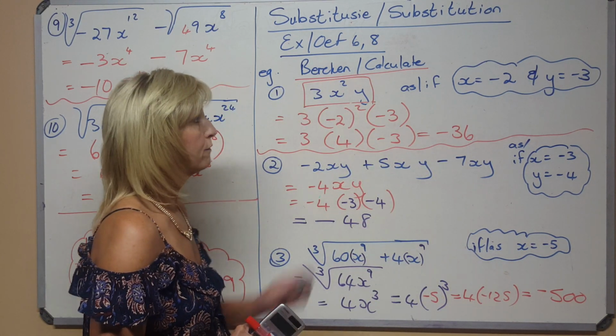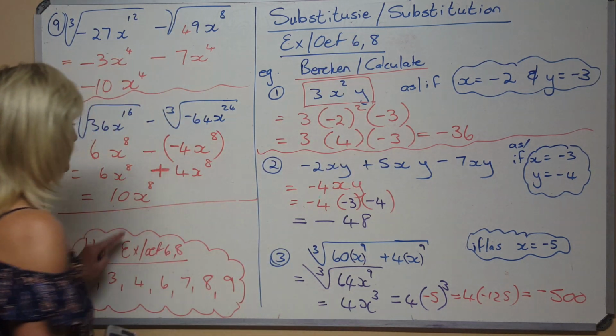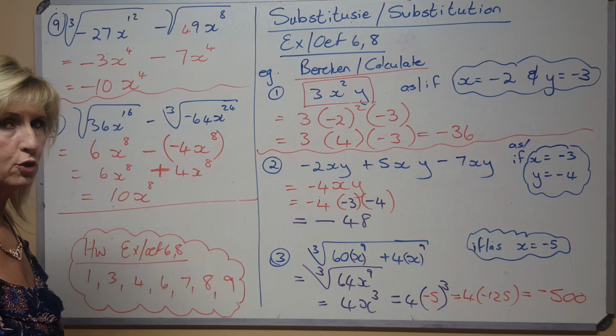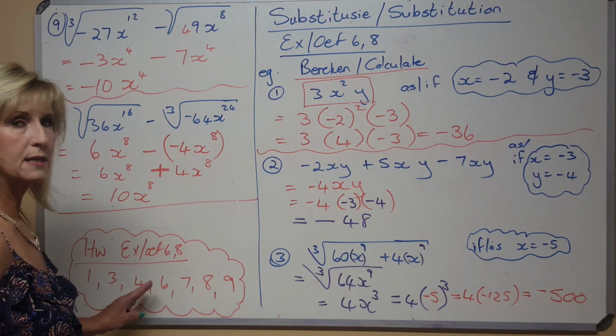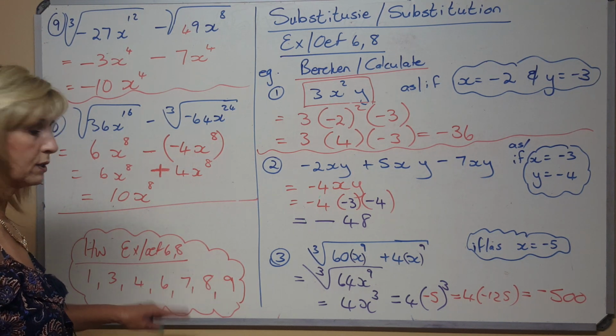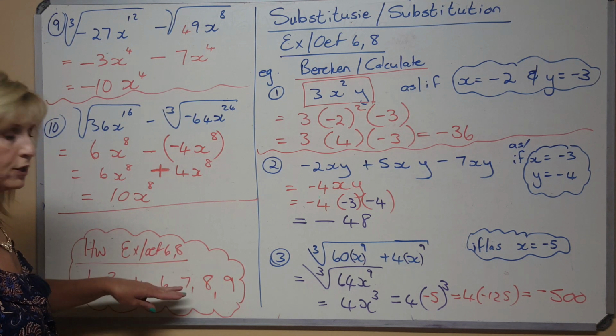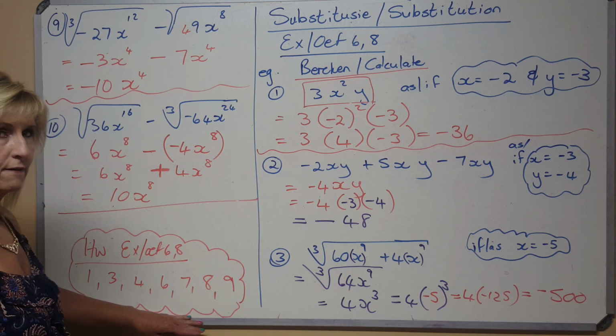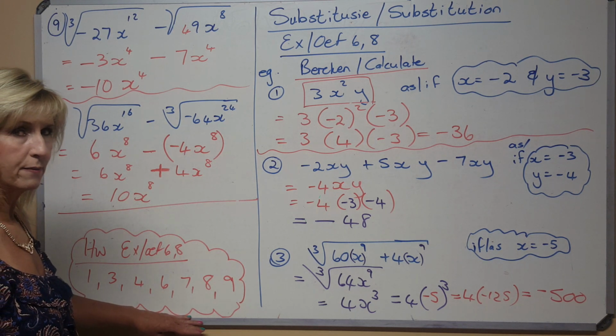So, homework for substitution is in exercise 6.8, oefening 6.8. Onthou, juffrou skryf nie die bladsynommers nie, maar dit is hier by bladsy 78 rond. It's there around about the 70s pages. Get the correct page. 1, 3, 4, 6, 7, 8, and 9 for next time. Thank you.